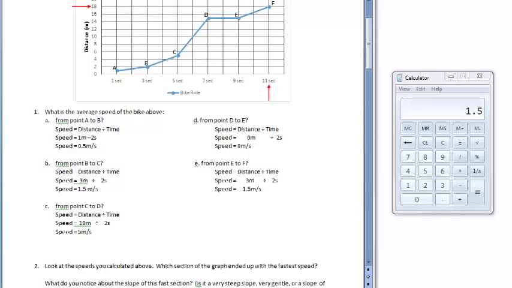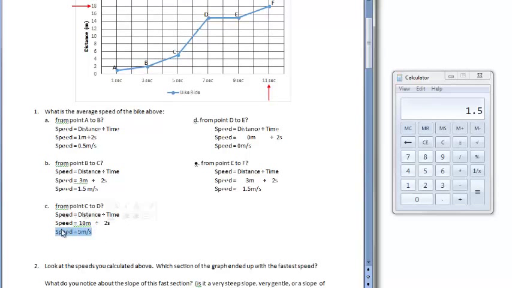We are now going to look at the questions on the rest of the page. Question 2 says, look at the speeds that you calculated above. Which section of the graph ended up with the fastest speed? Have you found it? Hopefully you notice that 5 meters per second was our fastest speed. All of the rest of the speeds have smaller numbers. So from C to D is our fastest part of the graph.